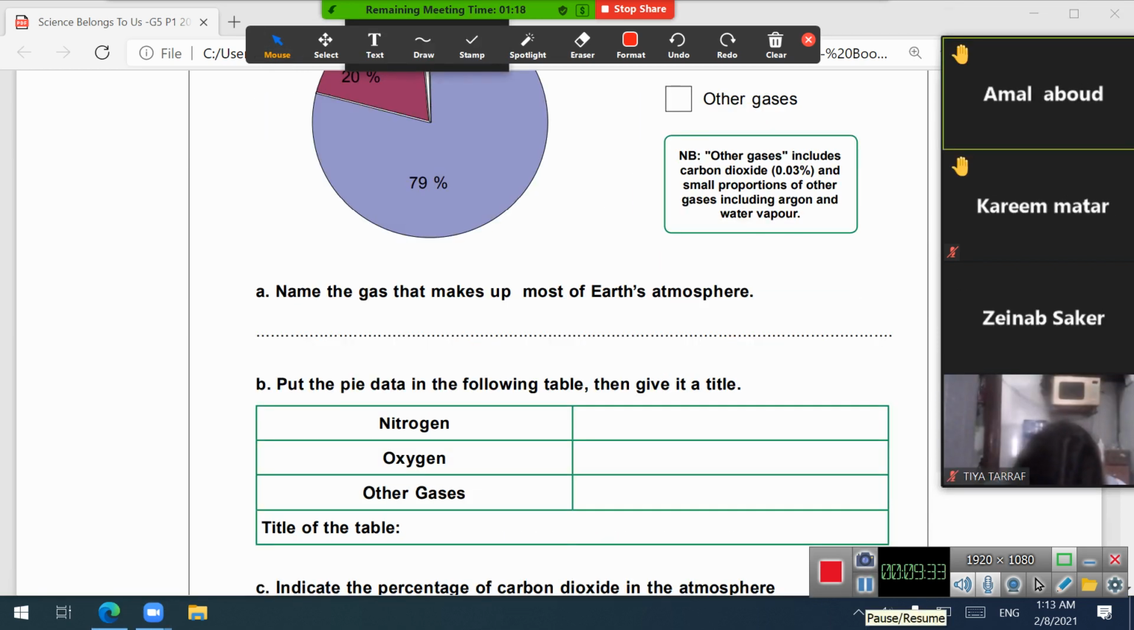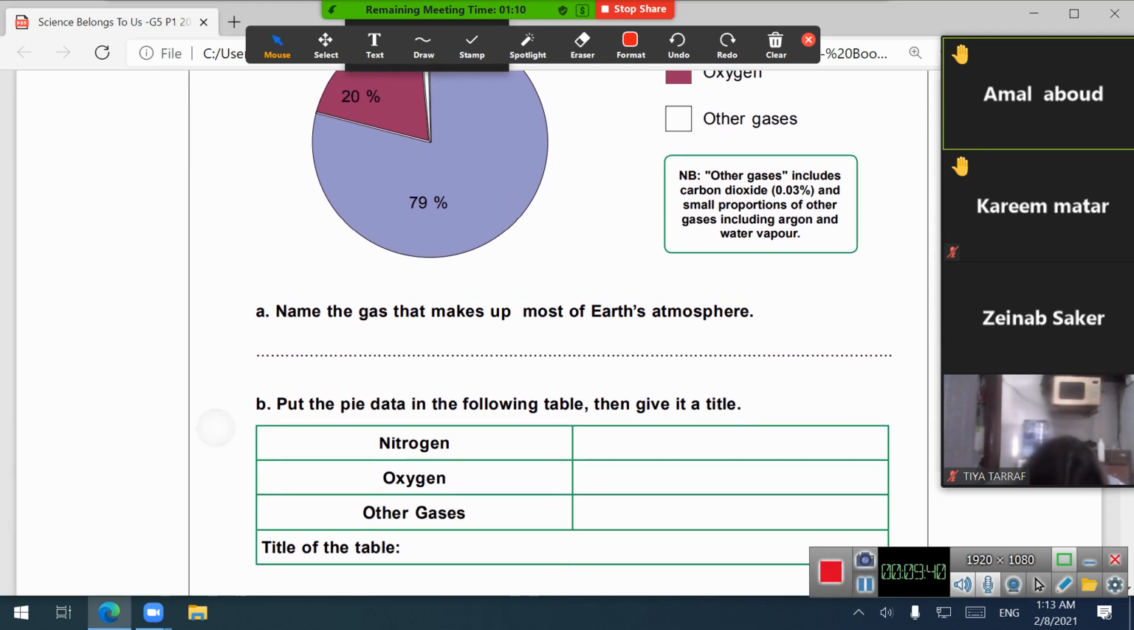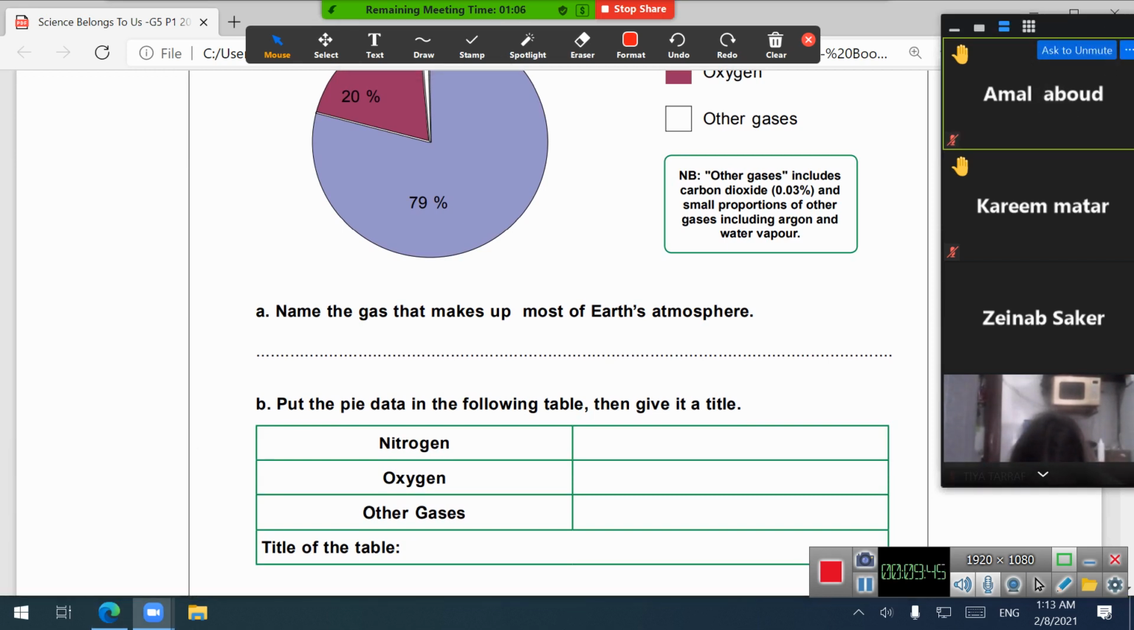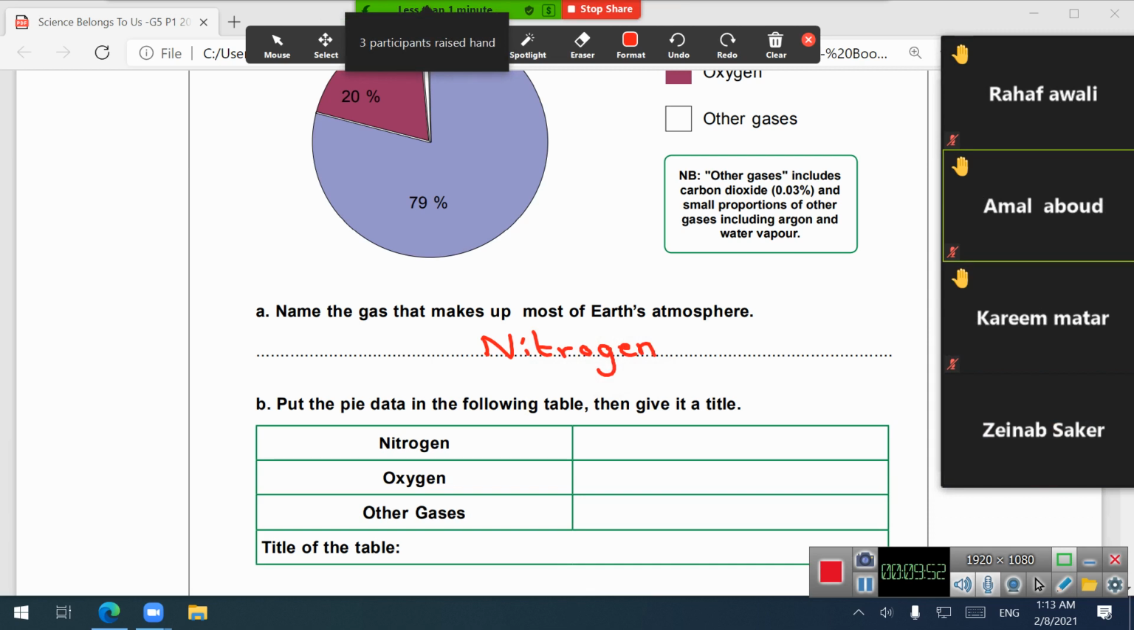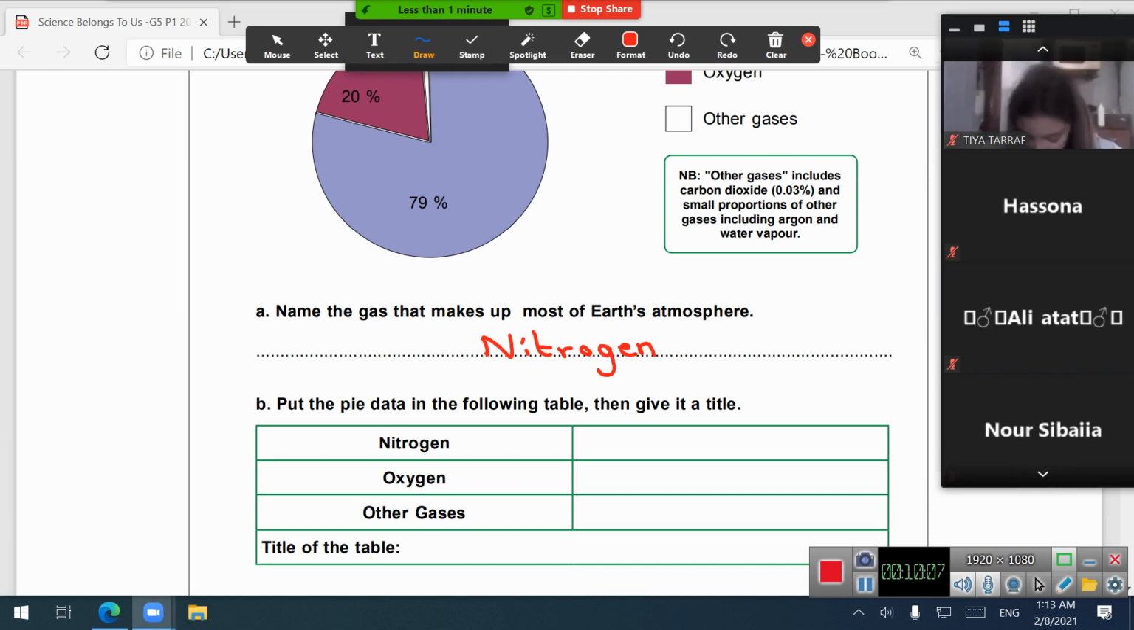Okay, Amal, now part A. Name the gas that makes up most of the Earth's atmosphere. Nitrogen. Nitrogen, excellent Amal. So the gas which makes up most of the Earth's atmosphere is nitrogen. Now you have to place the percentage of oxygen, nitrogen, and other gases in this table. Let me find other students.